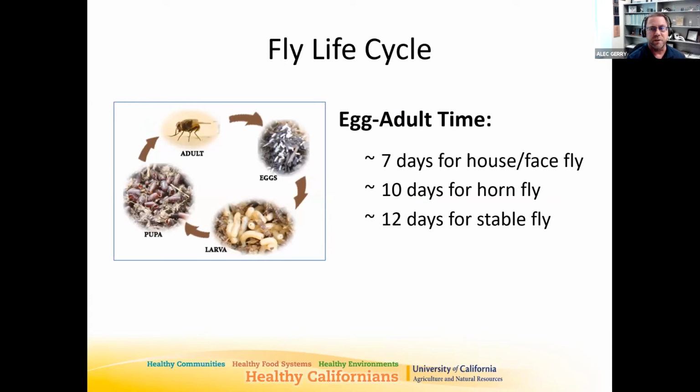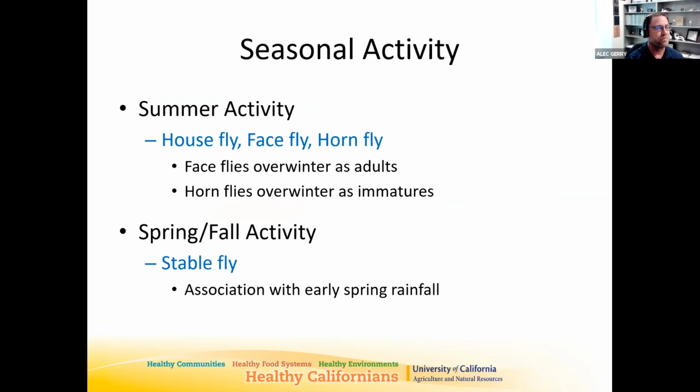The egg to adult time differs by species of fly. It's very quick for house flies and face flies, about a week or so. Horn flies are a little bit longer to develop from egg to adult, and stable flies are longer still, about 12 days, so almost 2 weeks for stable flies to go from egg to adult. And that'll become important when we talk about their seasonal activity.